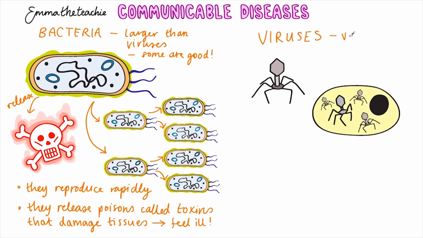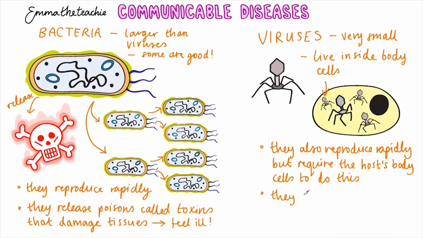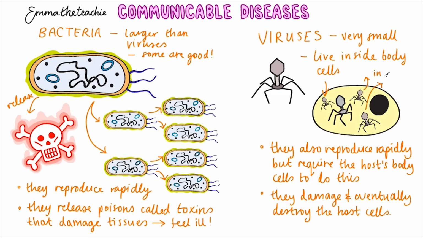Viruses then are a lot smaller than bacteria. They're teeny tiny. And these actually live inside the body cells of the host. Once there, they also reproduce rapidly, but they require the host's body cell to actually do this. They damage and eventually destroy the host cells. This happens when they've reproduced enough times, they burst out of the cell and infect more cells.